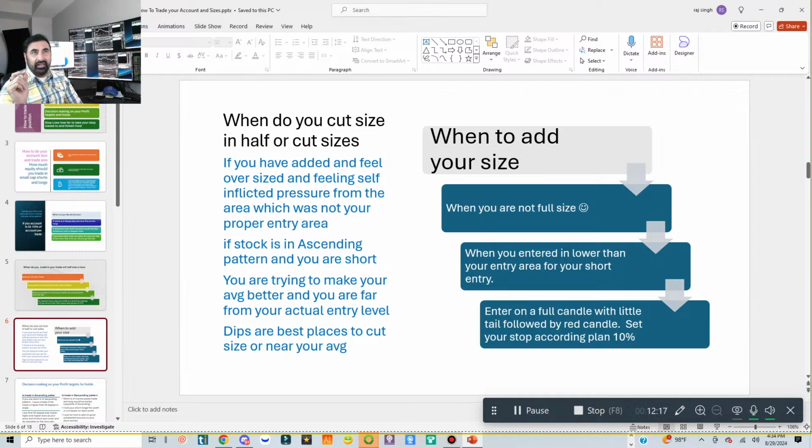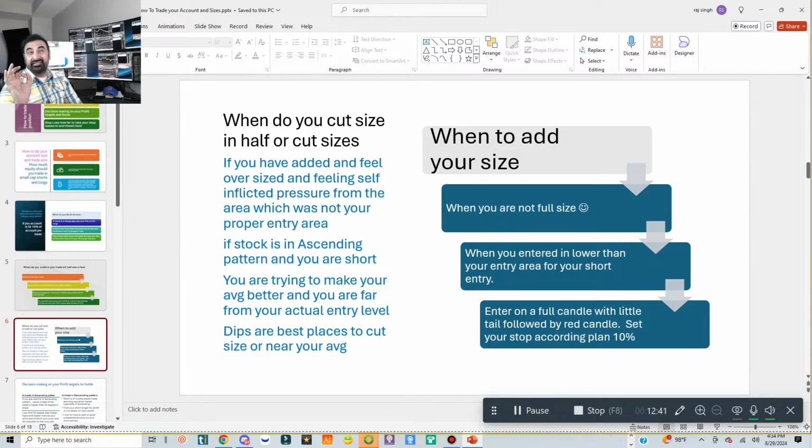If you have added and you are feeling oversized and feeling self-inflicted pressure from your area, which you are not supposedly feeling is a proper entry, cut it. Don't ask me. Don't ask your neighbor. Don't ask your peer. Cut it yourself. Okay? I don't care. Go small. Feel comfortable. That's the most important thing, is feeling comfortable.